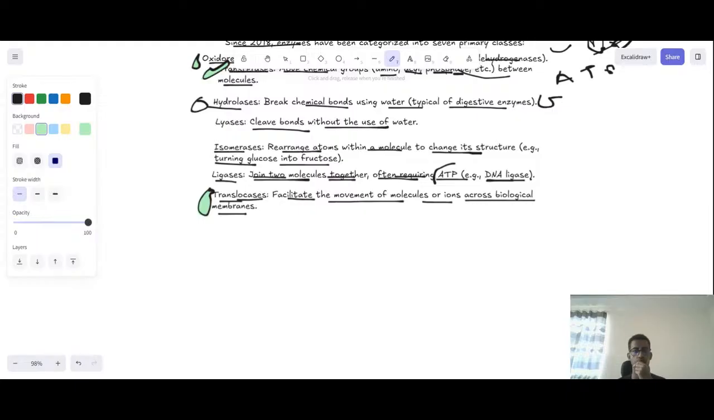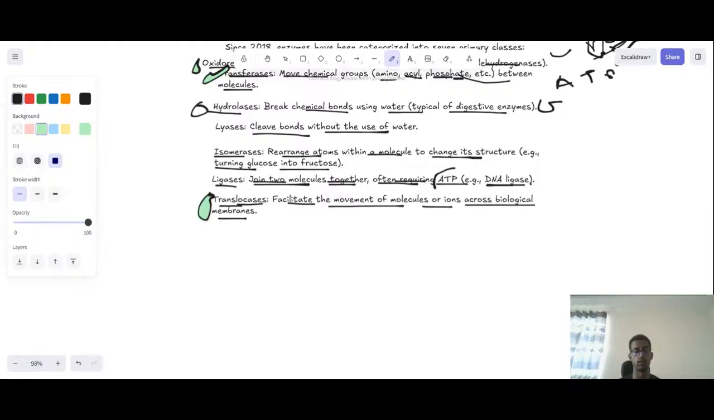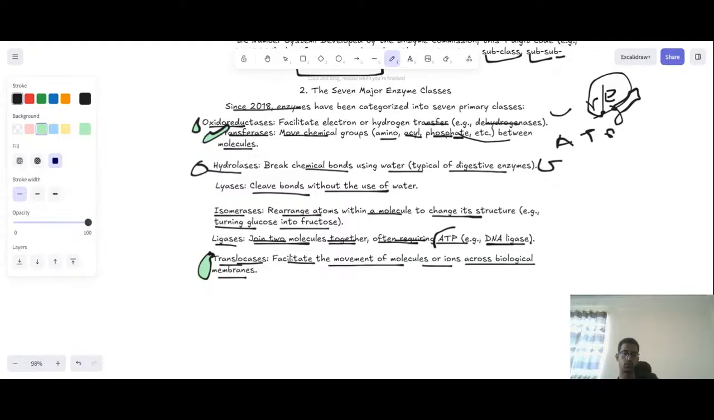Isomerase rearranges atoms within a molecule to change its structure. Example, turning glucose into fructose.